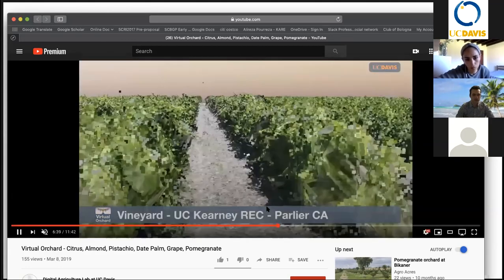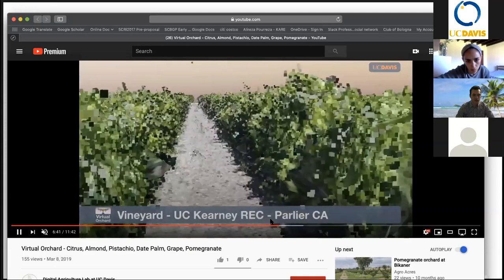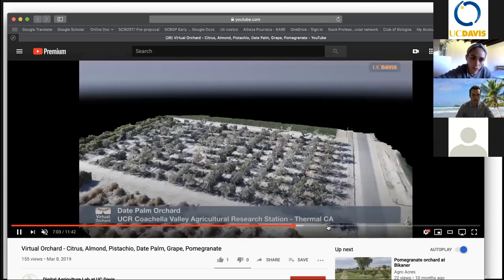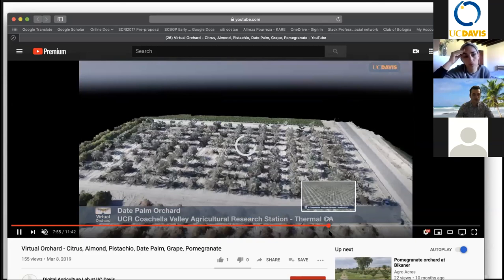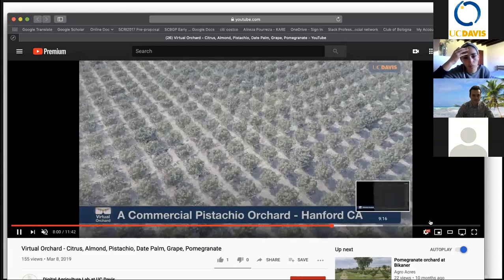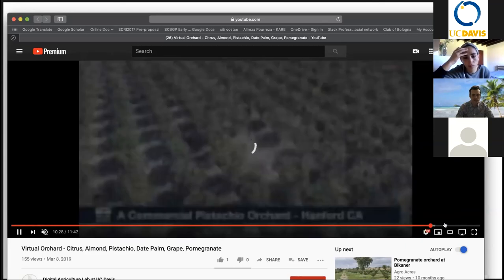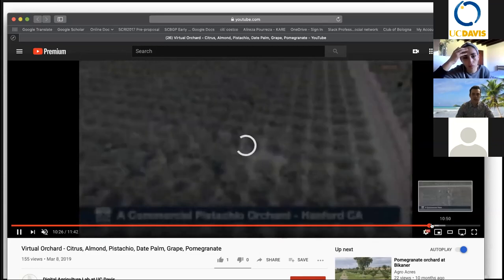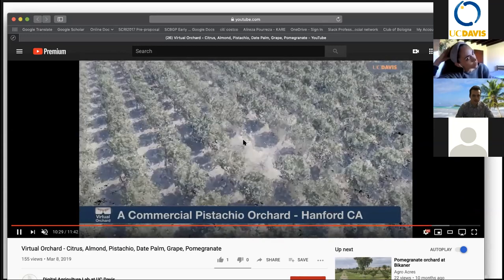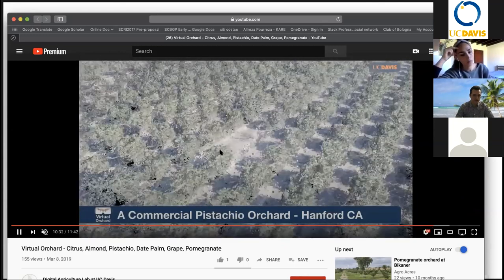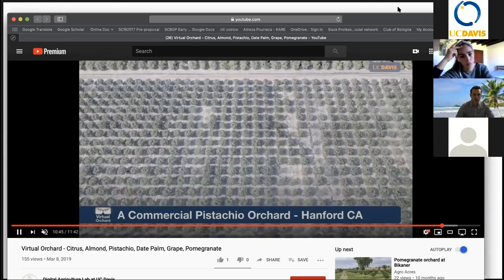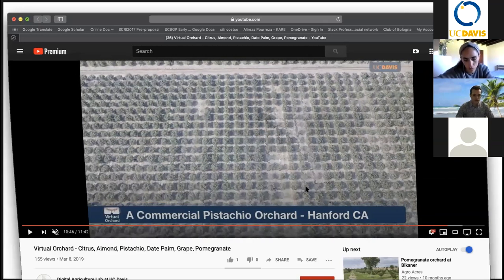For example, this is a vineyard, and this is a date palm orchard in Southern California. This is a commercial pistachio orchard. One interesting thing is that if you see some areas with missing trees, you can observe that virtually in your office. You don't have to go to the field to see what's going on. Okay, so that's a virtual orchard.